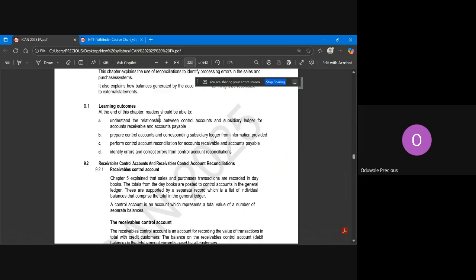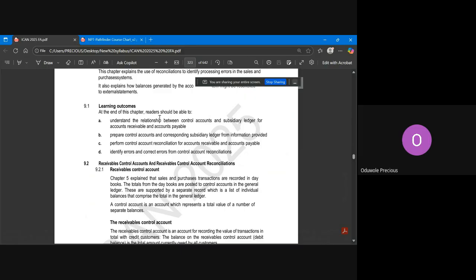It saves time. And let me give you one more. It acts as an internal check on ledger clerks and ledger transactions. So it's like checks and balances, because what is in your ledger is what is coming into the control account.